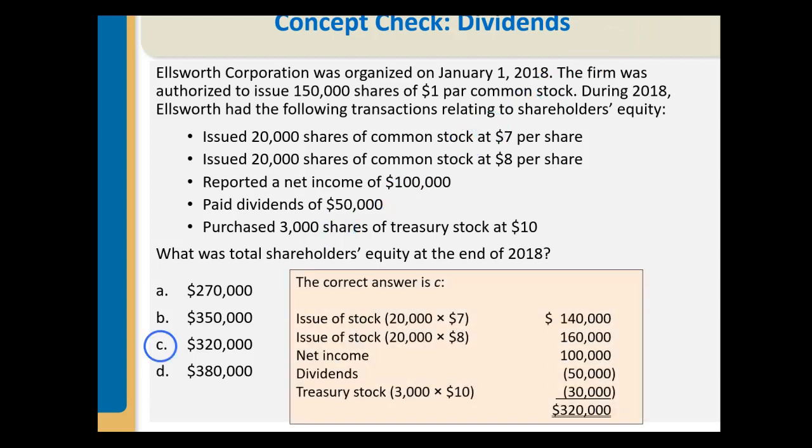As you see here, we'll show the issuance of both sets of transactions of stock. If we add the net income, subtract the dividends and the treasury stock, we would have a balance of $320,000.